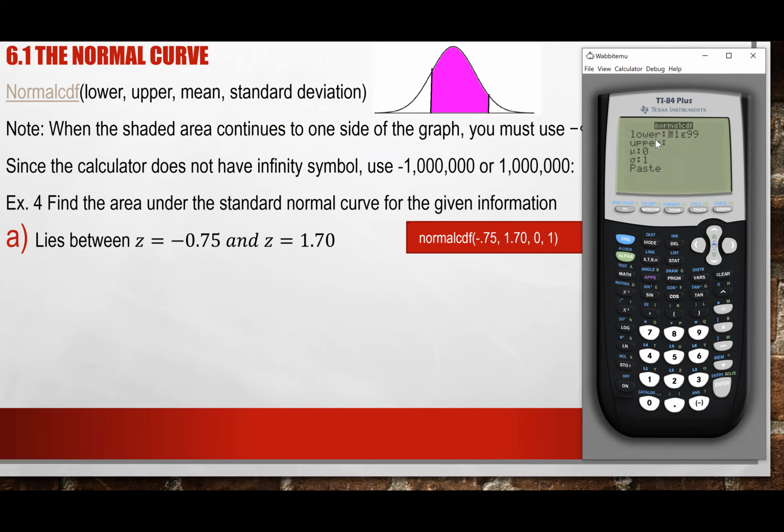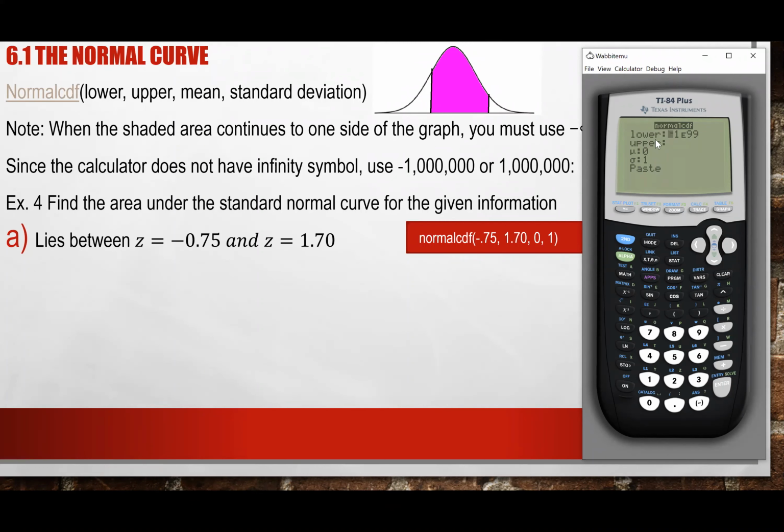And again, if you have an 84, they have this window prompt. You just type in the correct items, which are the lower limit, the upper limit, the mu, which is the mean, and the standard deviation. Once you have this, you just press enter and enter again. So again, they will give you the same answer as I gave you earlier, or the same answer as the 83. It's just that with the 83, you have to manually type it in.